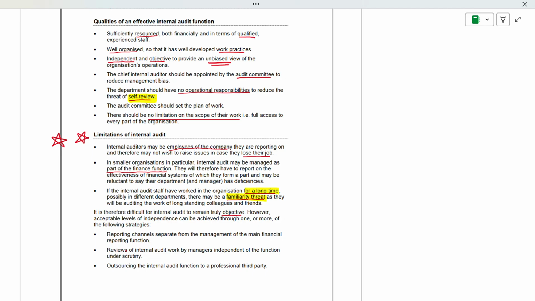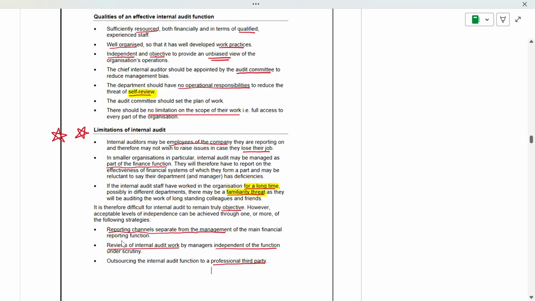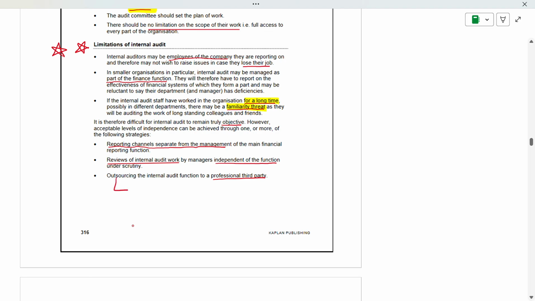However, acceptable levels of independence can be achieved through reporting channels separate from the management, meaning whom you are reporting to should be separate from the management. Review of internal audit work by managers independent of the function. An independent person should review the work. And outsourcing of the internal audit function to a professional third party. This is a limitation. Outsourcing will reduce the risk.